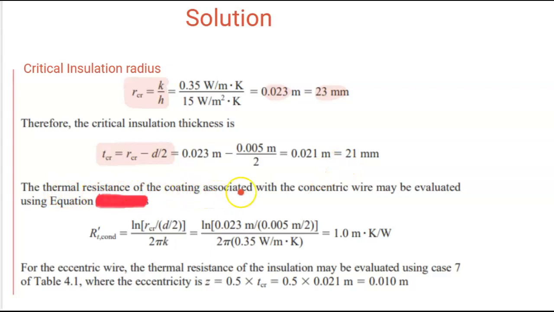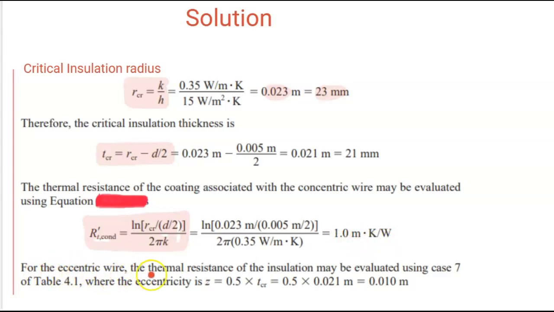Now the thermal resistance of the coating is given by this equation. That's another equation: ln of r_c, the critical radius, divided by the radius, all divided by 2 pi k. So we have the critical radius as 0.023 meters. Everything is going to be in meters; if you want, you can put the values in millimeters, same answer. Divided by the radius, 0.005 meter divided by 2, because we have to halve it, divided by 2 pi k, where k is 0.35. Put that value in and you will get 1 meter Kelvin per watt.